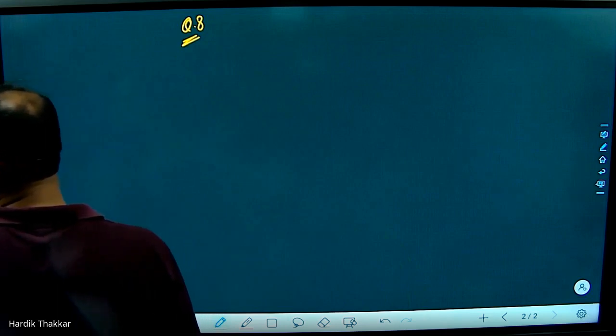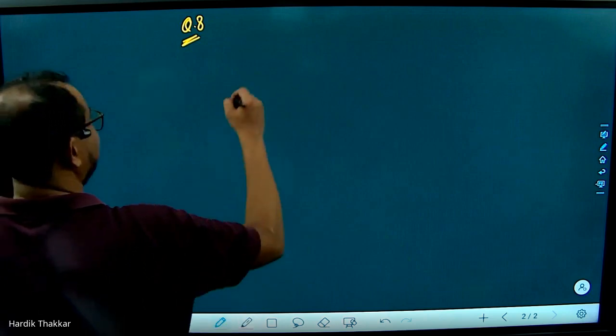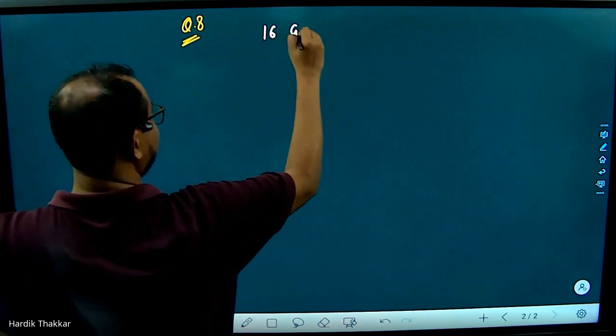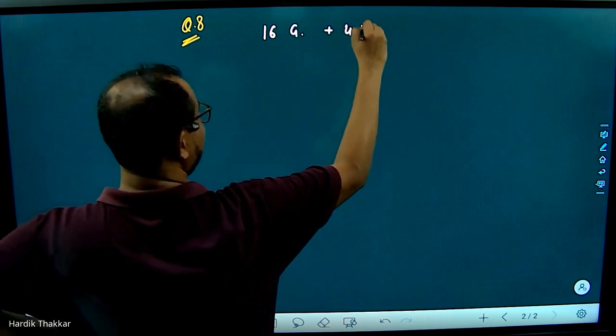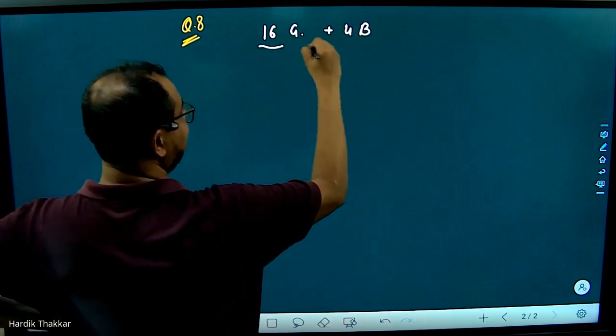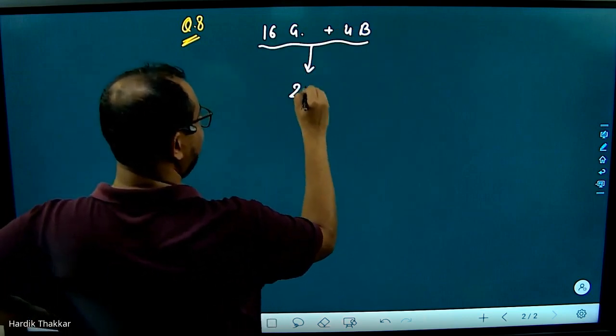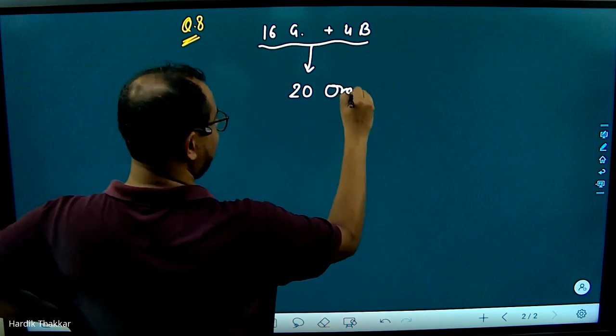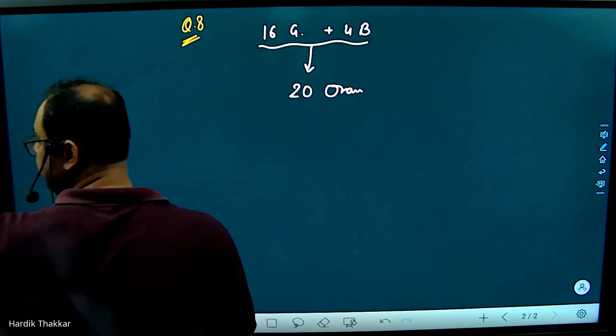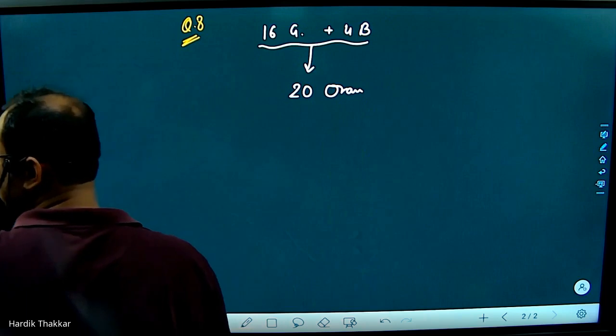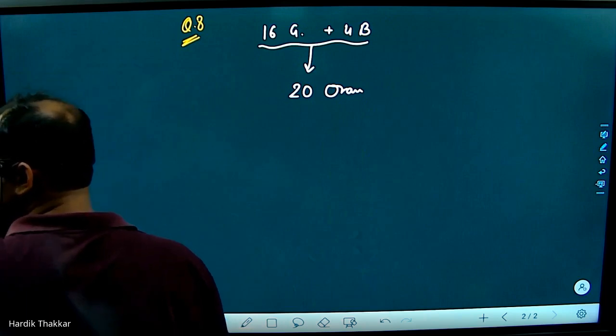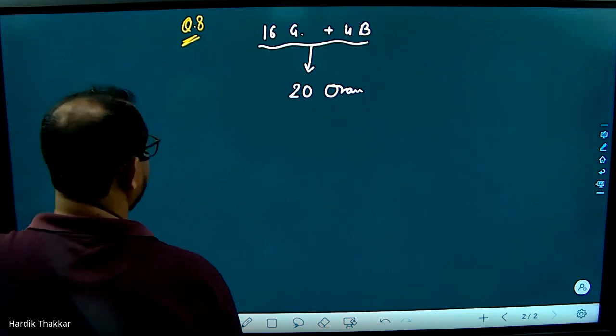So 4 bad oranges are mixed accidentally with 16 good oranges. So 16 were good oranges and 4 were bad oranges. Both of them get mixed. So in total we got 20 oranges. Okay, is it clear? Yes. Now the question says find the probability distribution of the number of bad oranges if we have drawn 2 oranges from this.